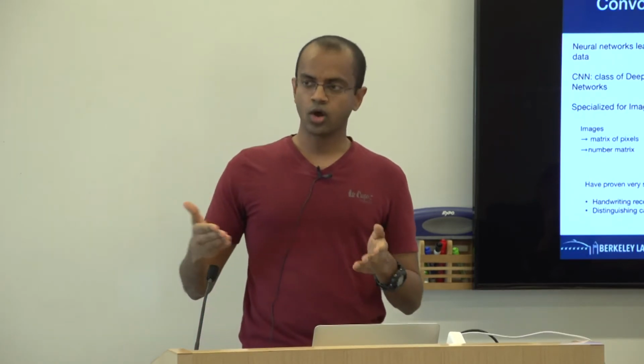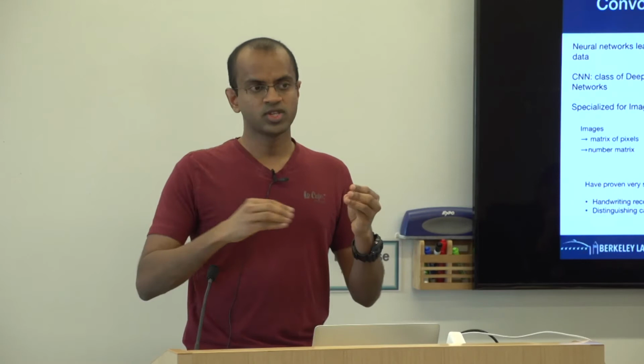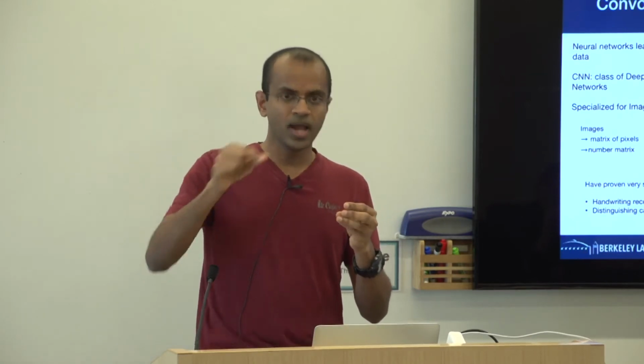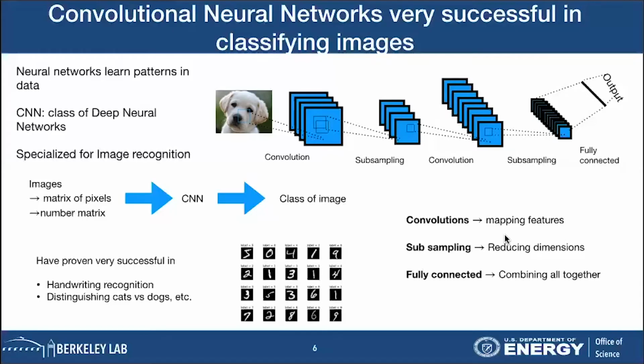Eventually, you have what are called fully connected layers, which combine the parameters at a single layer, and then you have an output, which gives you which class it predicts the image to belong to.